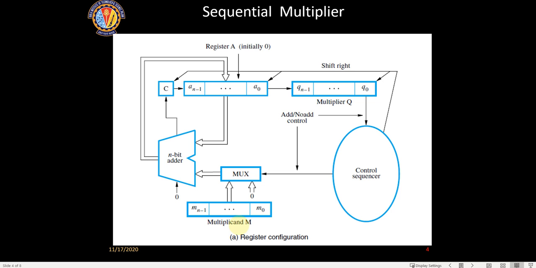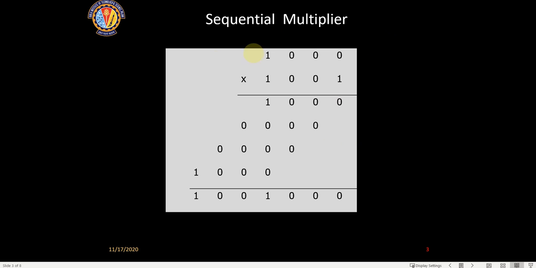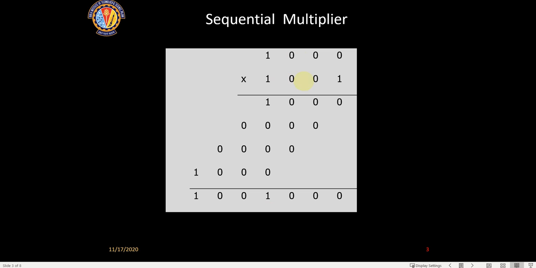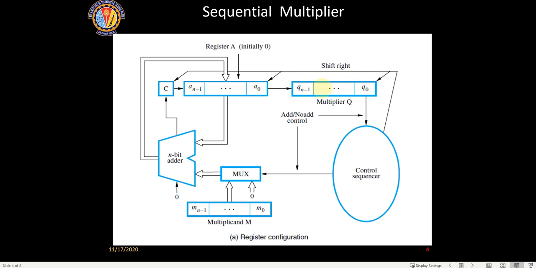Sir, please explain again. Yeah, okay. Let me take an example. Initially I am going to put 1 0 0 0 0 out here, and then I am going to put 1 0 0 0 1 here, and here I am going to put all zeros. It is going to be all zeros out here.